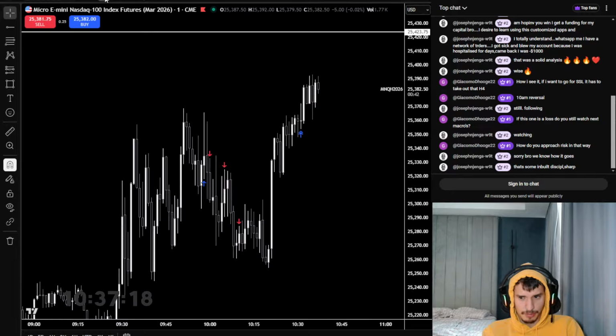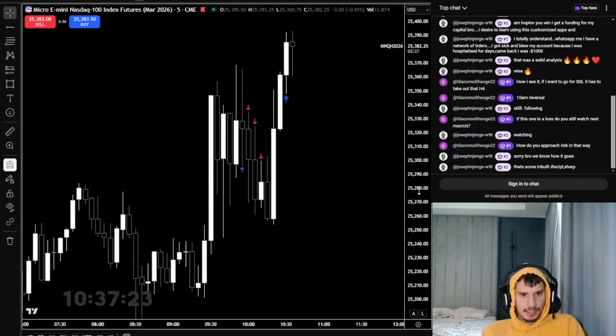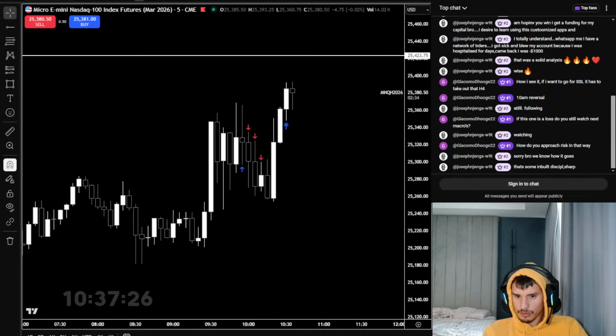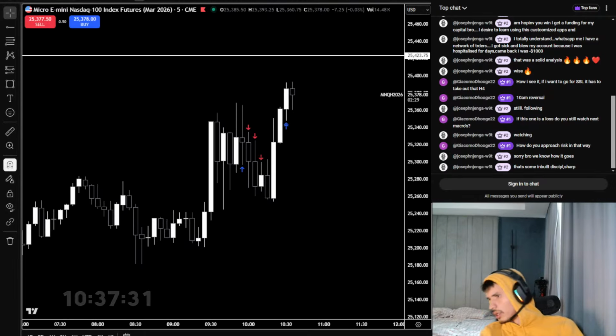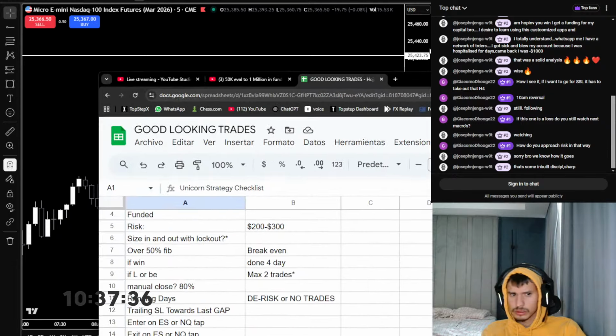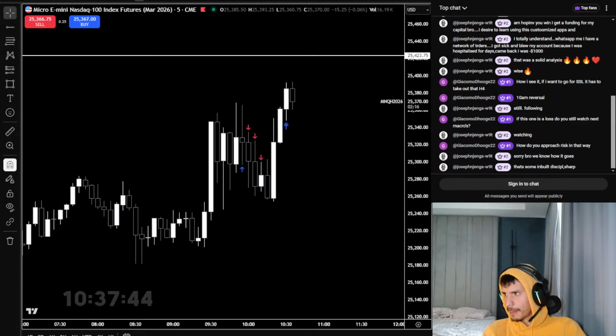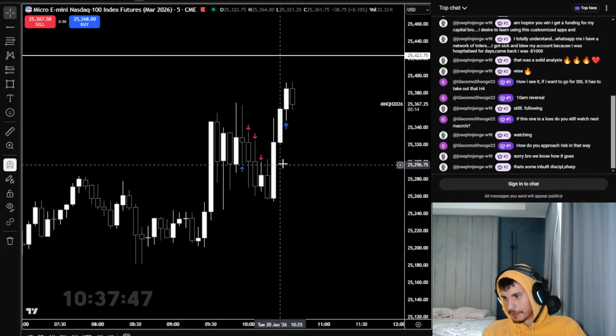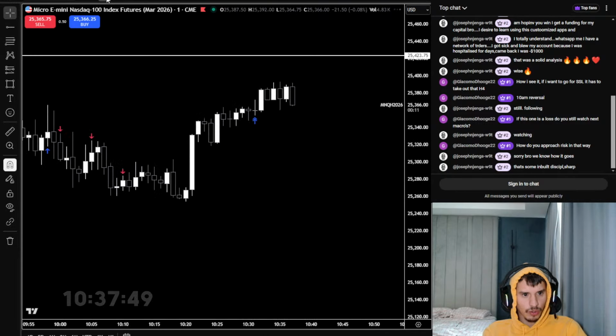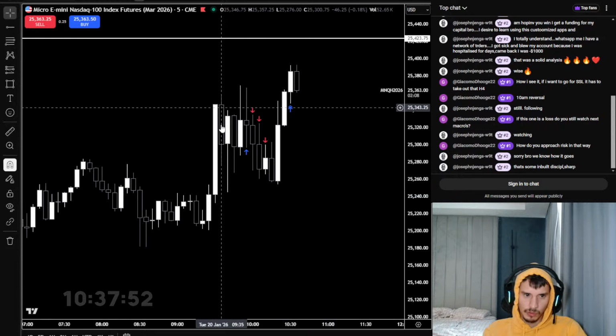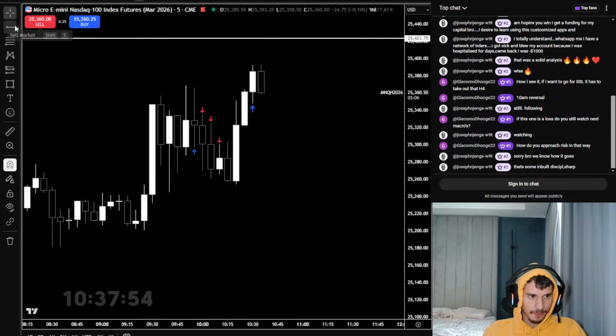We're gonna have the macro right here in a bit. I always come back to the same conclusion, and I do have it written down here in my journal. I'll show you. Right here: ranging days, de-risk or no trades, which I completely did the opposite. I even re-entered, and we were chopping. Either way, even if the unicorn presented itself, it came from a chop, which I need to start being more mindful about.